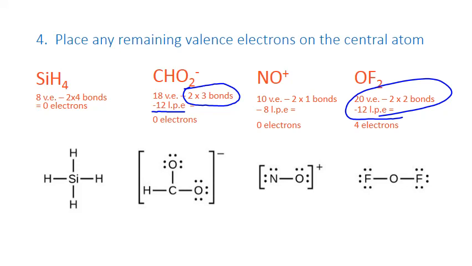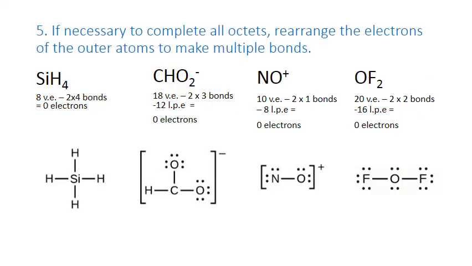So I'm going to draw these lone pairs in here as best I can. 1, 2, 1, 2. Now, for each of our molecules, we have placed all of our valence electrons. Our totals are down to 0.